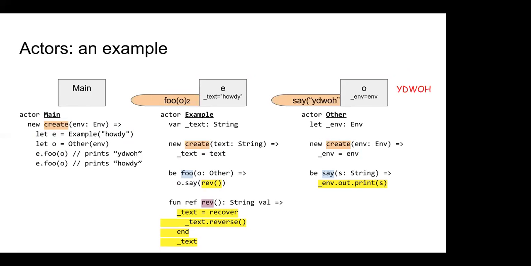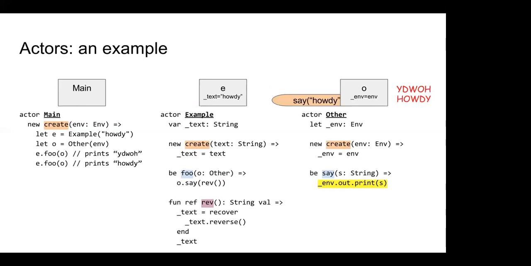And so again, it processes that, it reverses the text, and then it sends another message to the other actor. So now the other actor processes that next message, which is say howdy, and it prints out howdy forward rather than reversed. So a few things to keep in mind here. One, notice that the example actor has both a behavior and a function. It has a behavior called foo and a function called rev.